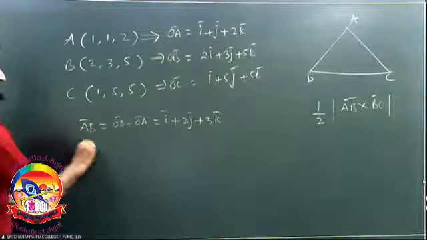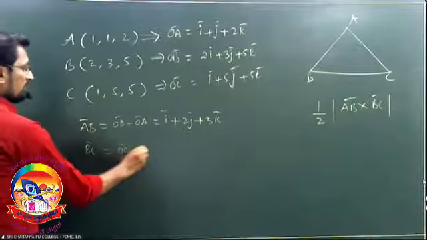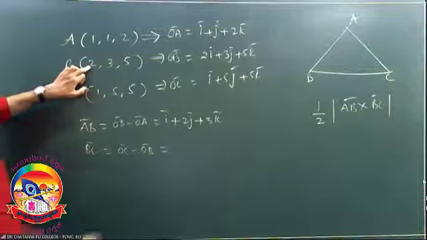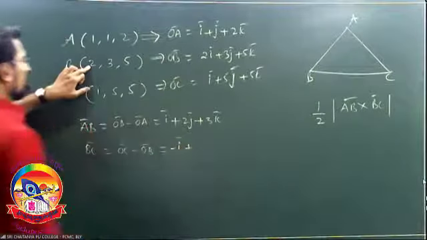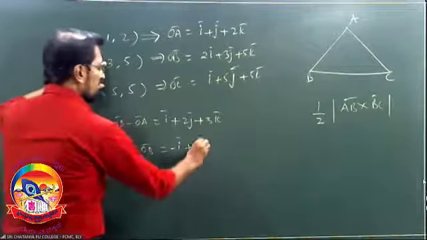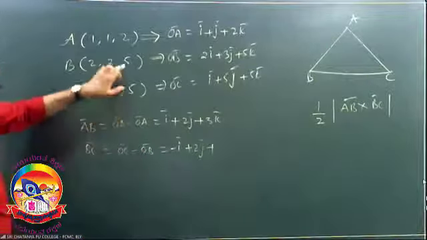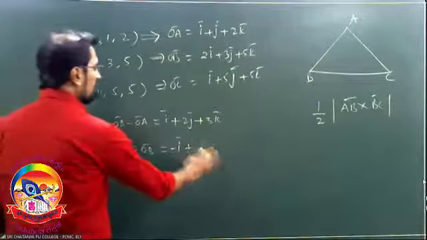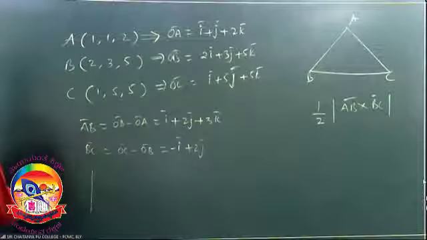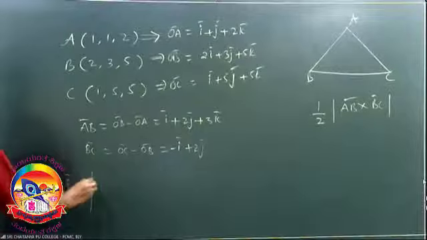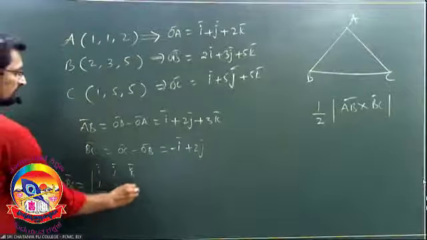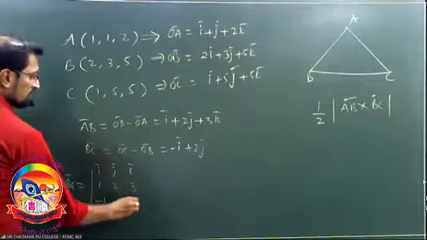And BC bar is equal to OC bar minus OB bar. OC bar, 1 minus 2, minus 1 I, that is minus I. 5 minus 3 is equal to 2J plus 5 minus 5 is obviously 0K. You just ignore it. Now find out AB bar cross BC bar, which is equal to the determinant I bar, J bar, K bar, 1, 2, 3, minus 1, 2, 0.